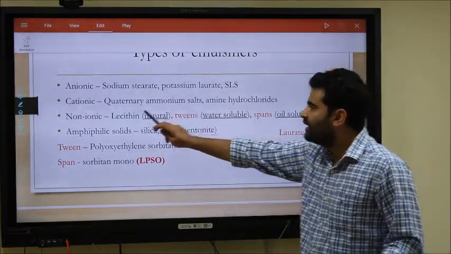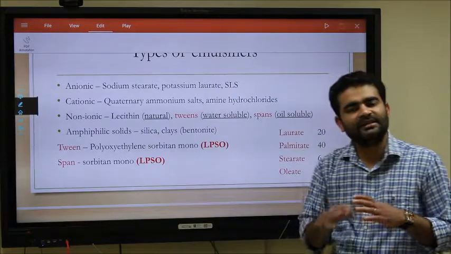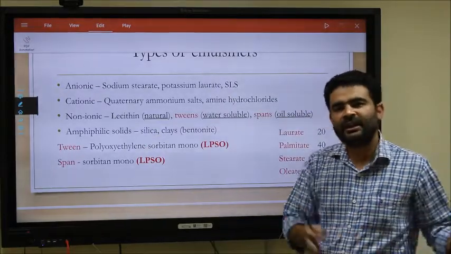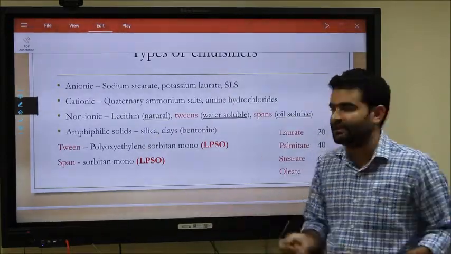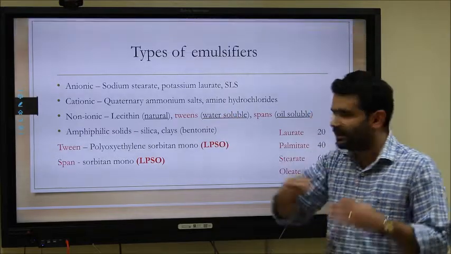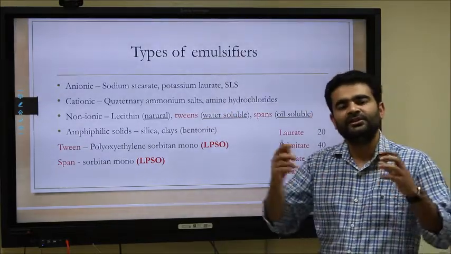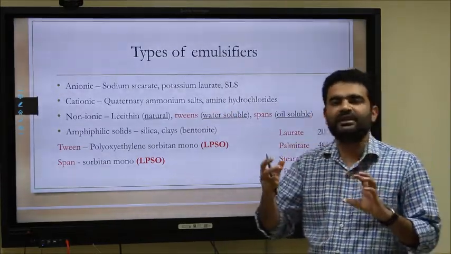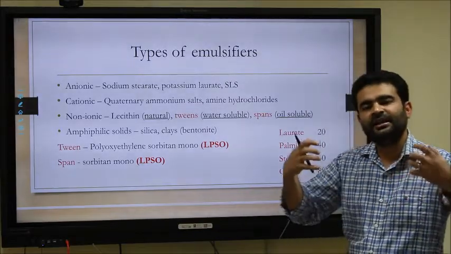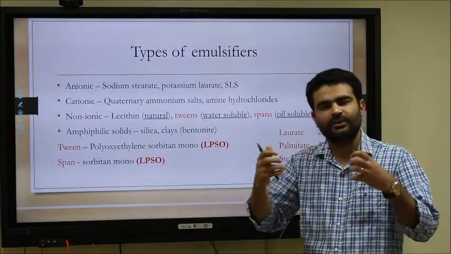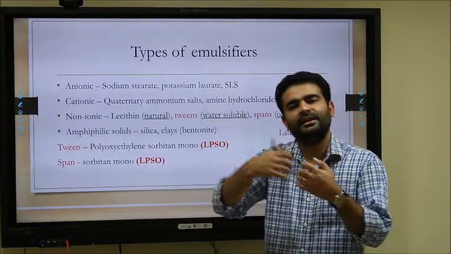Next one is the cationic emulsifier. Similarly, as the anionic gives a negative potential, cationic gives a positive potential. So an emulsion made with a cationic emulsifier, those globules are positively charged and have a positive potential, and similar globules having similar potential will repel each other.